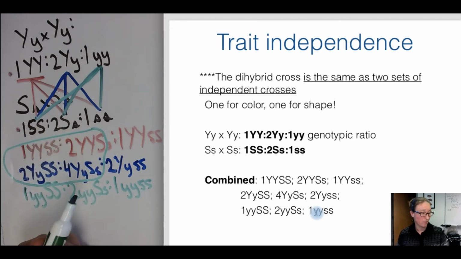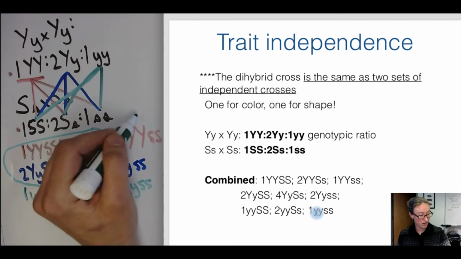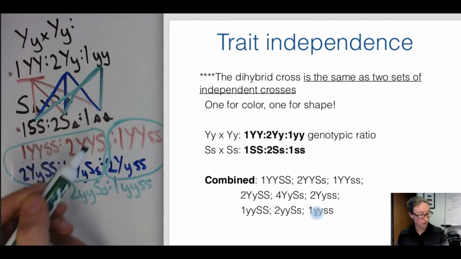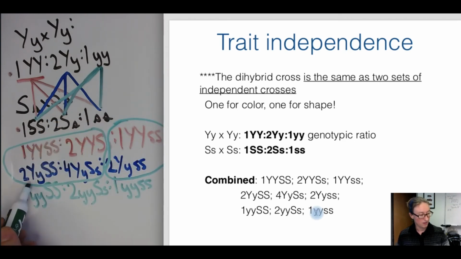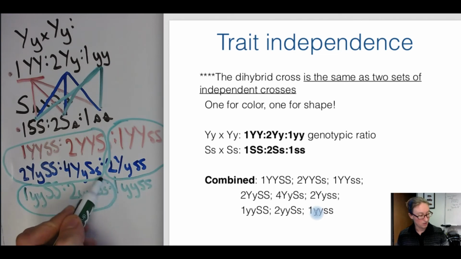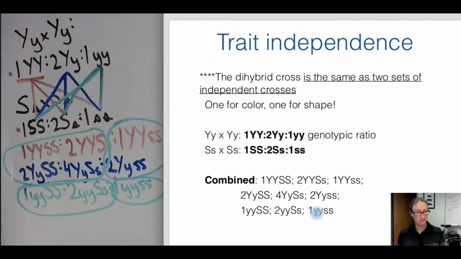Now let's see if we can come up with yellow wrinkled. So right here, I've got yellow wrinkled, 3 yellow wrinkled. Then here are my green smooth, and here's my green wrinkled. So I never have to draw a 4x4 Punnett square again. Okay.